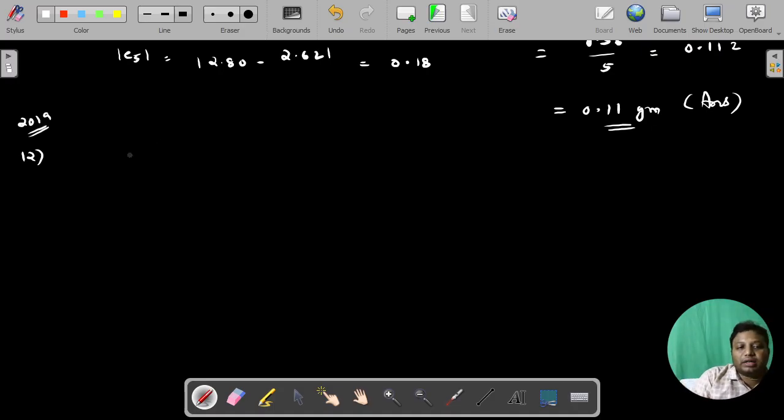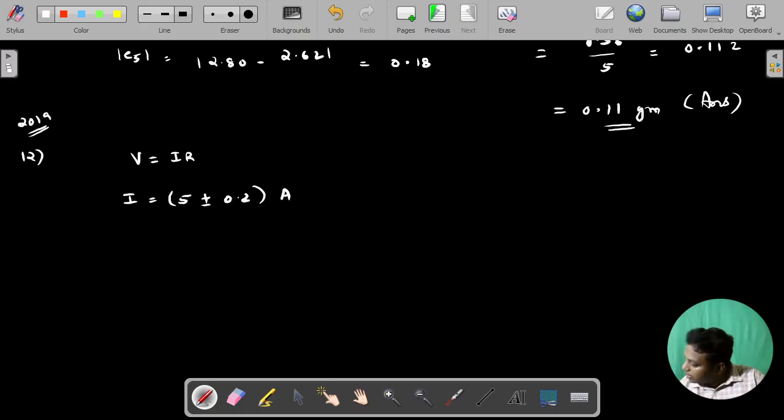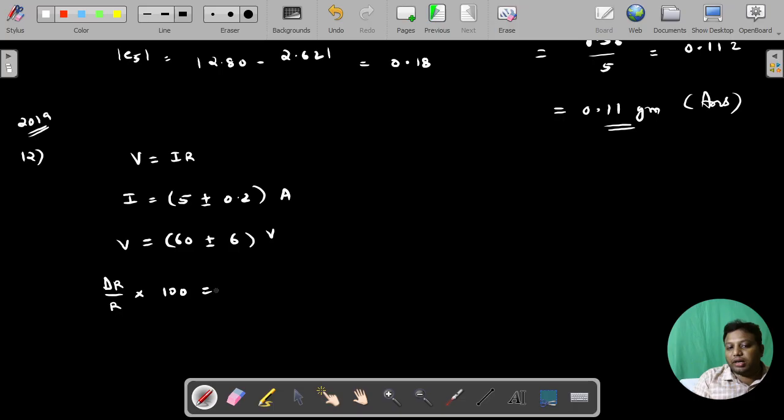So current carrying conductor obeys Ohm's law, V equal to IR. They have given us the current passing through the conductor as 5 plus or minus 0.2 amperes, and voltage developed 60 plus or minus 6 volts. Okay, this is the voltage developed across the conductor through which current is passing. We have to find the percentage of error in the resistance. Percentage of error in the resistance means they are asking us delta R by R into 100.